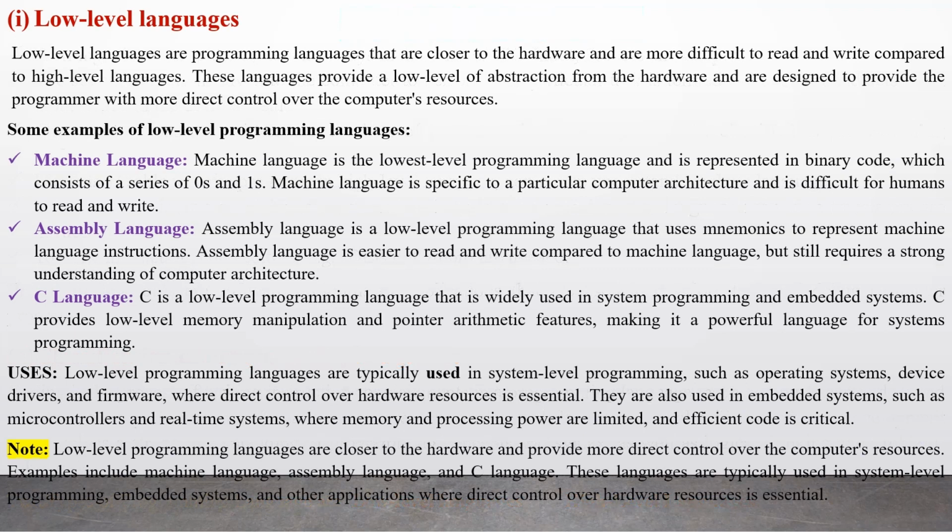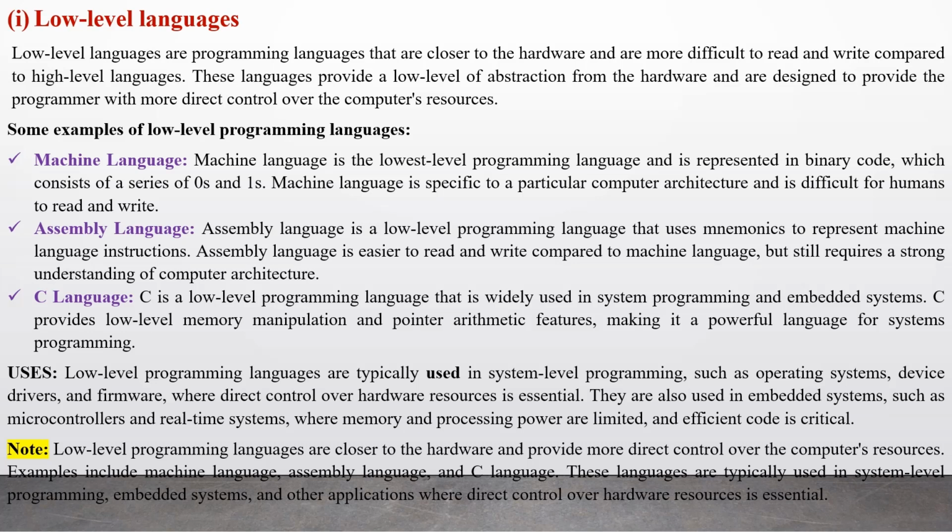The next programming language is the low-level languages. Low-level languages are programming languages that are closer to the hardware and are more difficult to read and write compared to high-level languages. These languages provide a low level of abstraction from the hardware and are designed to provide the programmer with more direct control over the computer's resources. Here are some examples of low-level programming languages.